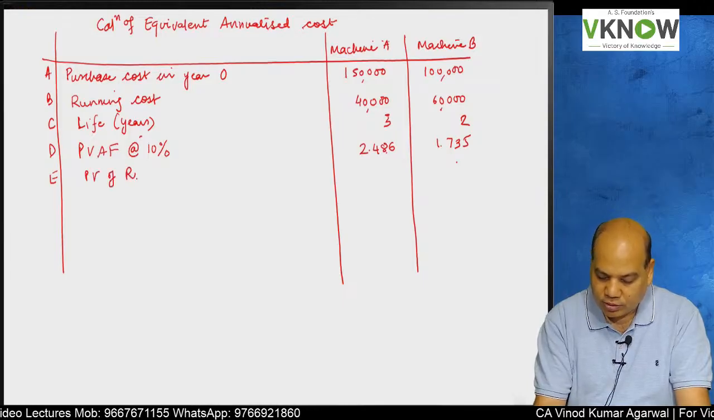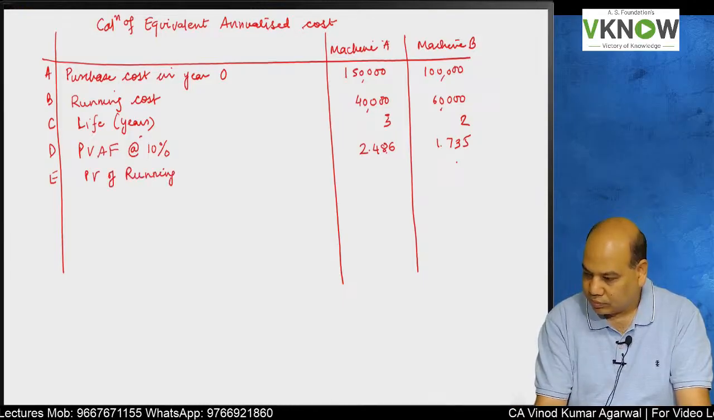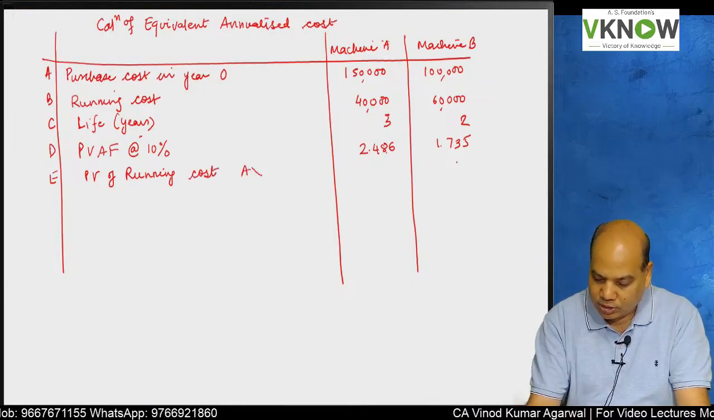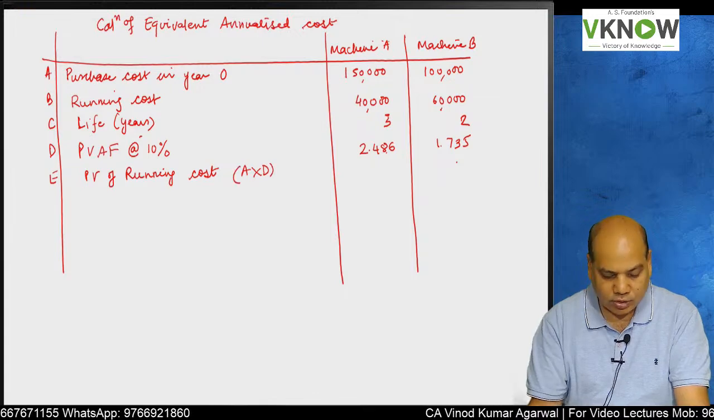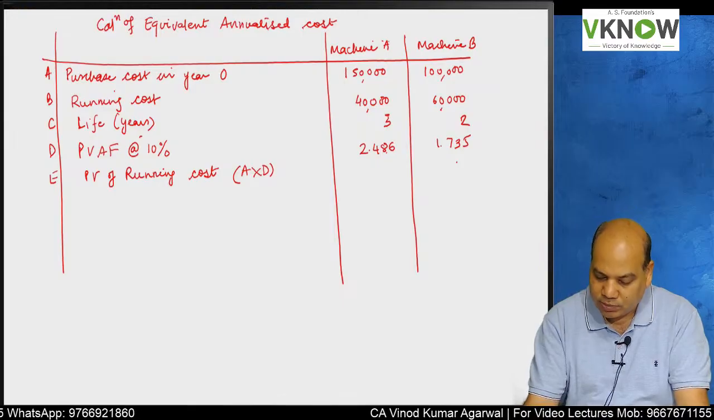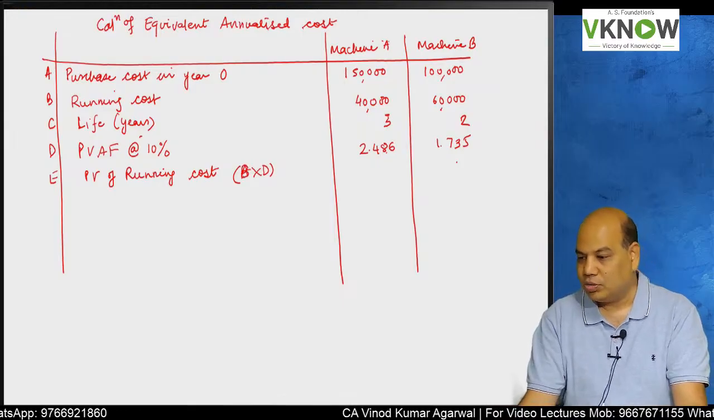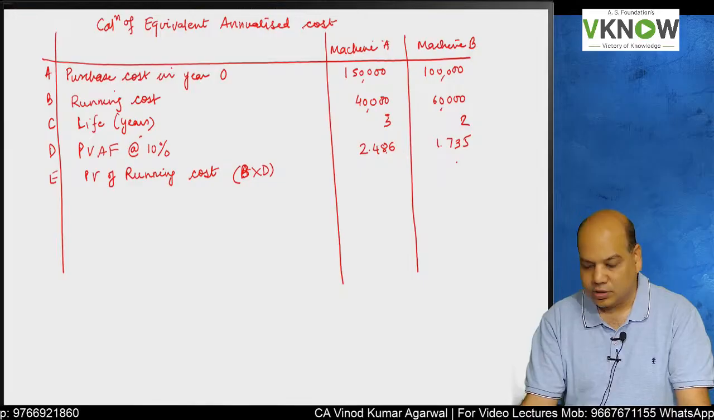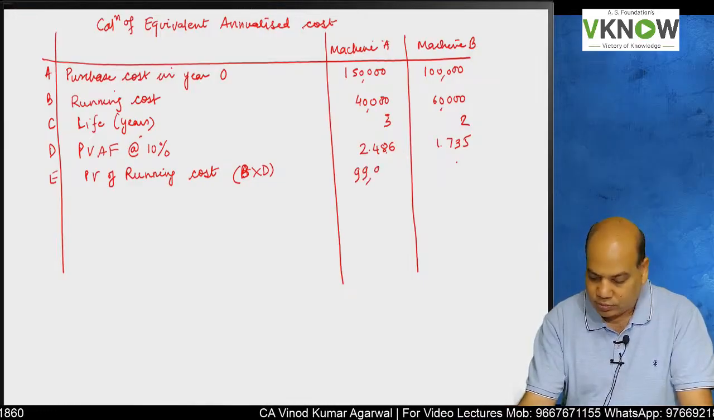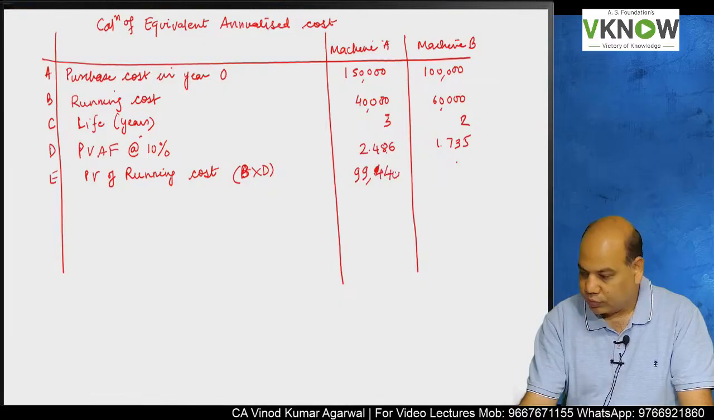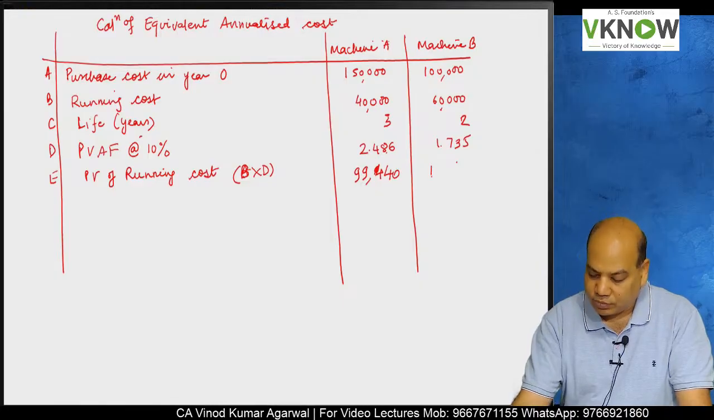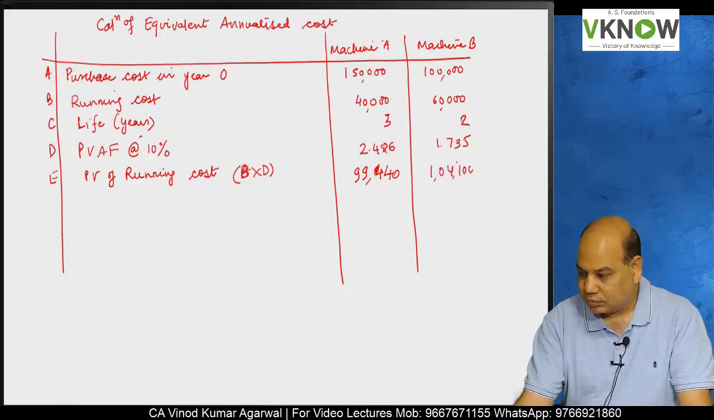So point number E will be present value of running cost. Present value of running cost will be A multiplied by D. Sorry, B multiplied by D. 40,000 into 2.486 is 99,440. And 60,000 into 1.735 is 1,04,100.